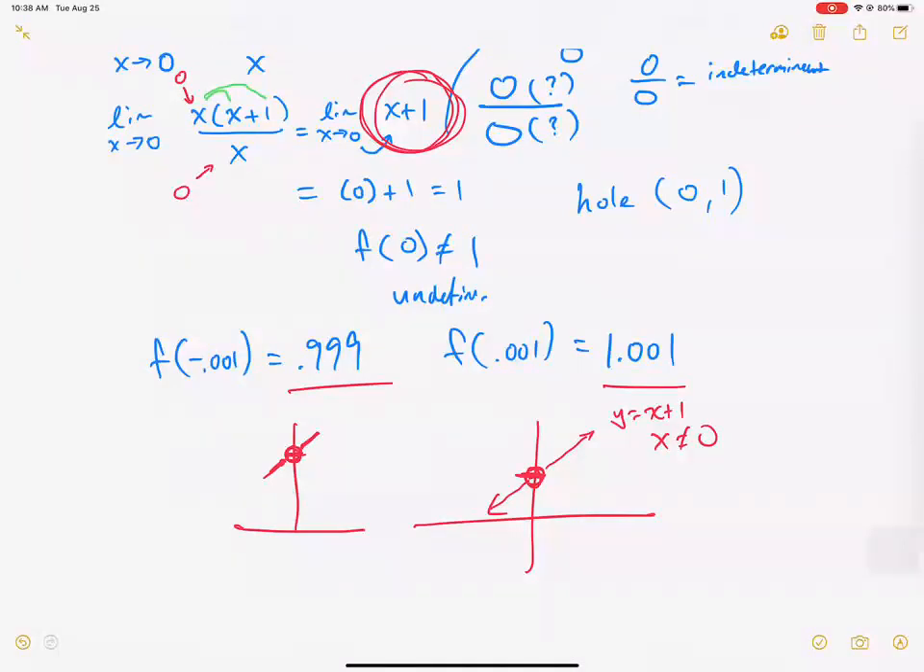So that's one of our ways of solving for limits. If I get 0 over 0, an indeterminate, our first thing to do is go ahead and factor if possible, and then try again. Factor if possible, then try again.